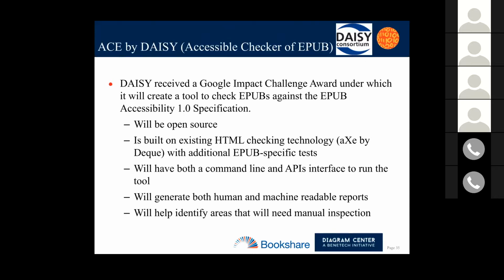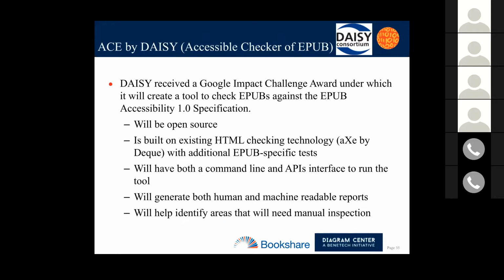ACE. This is the new tool by Daisy. Daisy received an Impact Challenge Award to create a tool that will check against the 1.0 accessibility specification. It's open source. It's currently in beta. It's built using existing HTML checking technology for accessibility. Axe by Deque is the underlying engine there. And it'll eventually have an API. It currently has a command line tool to use it.